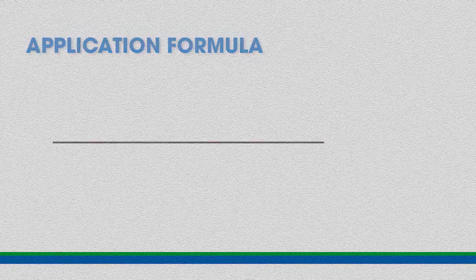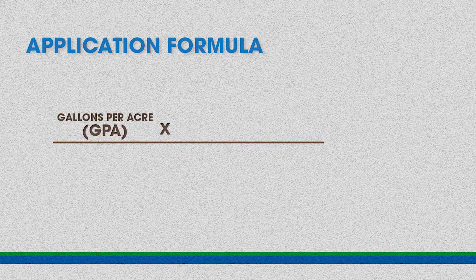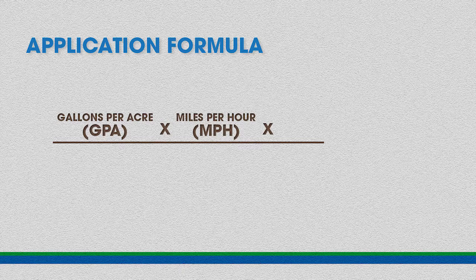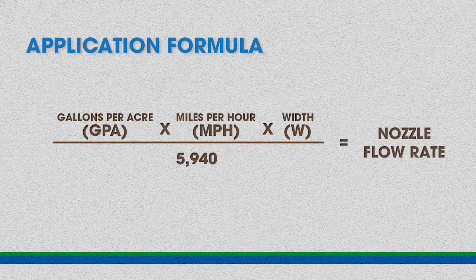So we use this formula and we take the gallons per acre, multiply that by the ground speed in miles per hour, and in turn multiply that by W, the effective sprayed width in inches, and divide it by a constant, 5,940. The 5,940 is a constant that we use to convert all the different measurement units. And that will tell us the flow rate we need out of the nozzle in gallons per minute.